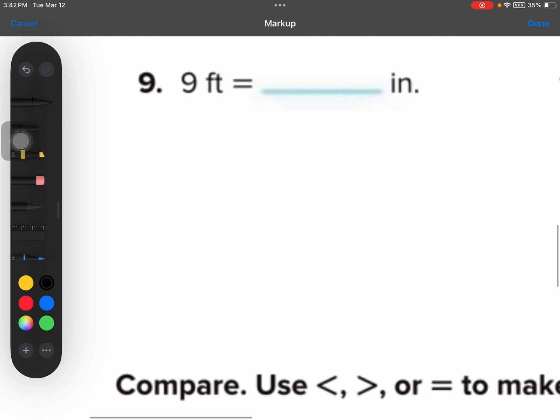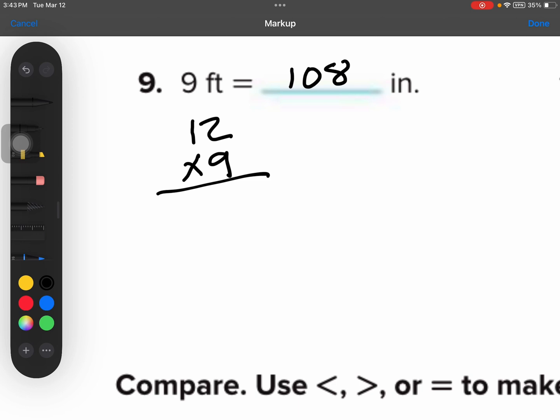Number 9, we're going from feet to inches. So we're going from something big to something small. So horse to fly, we multiply. So every foot has 12 inches, and I have 9 feet here. And you can do your multiplication and realize that equals 108.